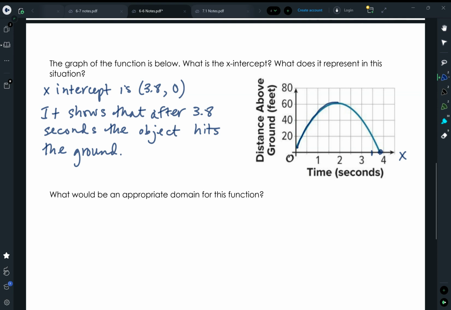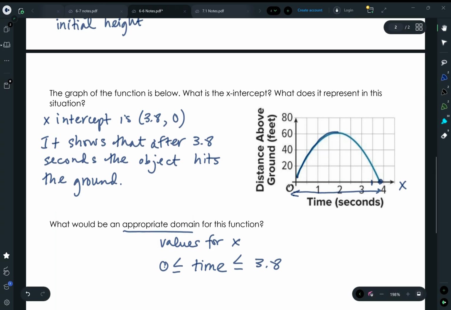What would be an appropriate domain? So domain is like your values for x. So what kind of x's do we have here? Well, we don't have any negative time. That would be weird, right? But our time starts at 0 and it goes all the way up to this 3.8 when it hits the ground. So it also doesn't make sense to look at what's happening after 5 minutes, right? Nothing's happening after 5 minutes. So our values for time, it makes sense to say that 0 is less than or equal to whatever our values are for time, which is less than or equal to 3.8. So that would be the domain for this function.